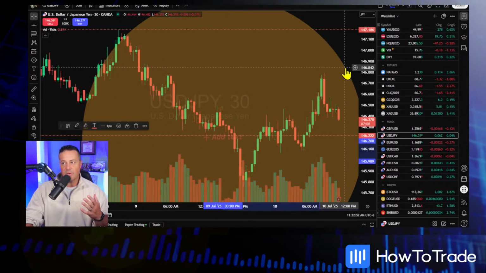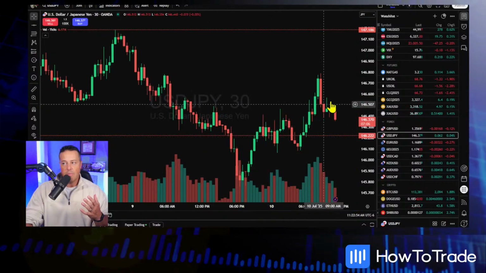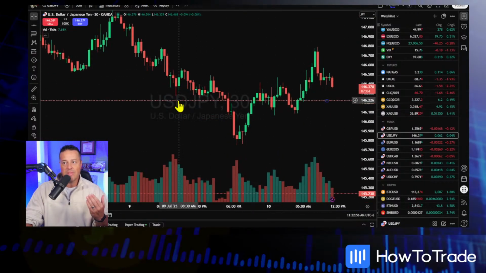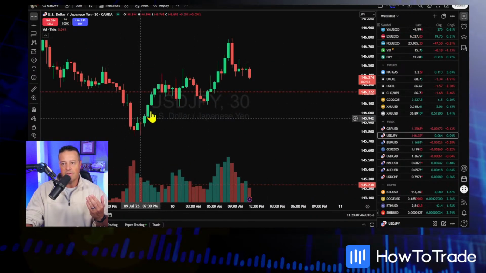I guess this big circle doesn't really matter. We can get that out of there. But take a good look at what happens right around this line. Yesterday's low. Okay, we test it, test it, test it, test it. Now that's yesterday, right here.